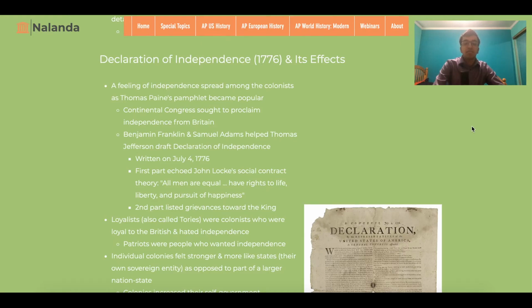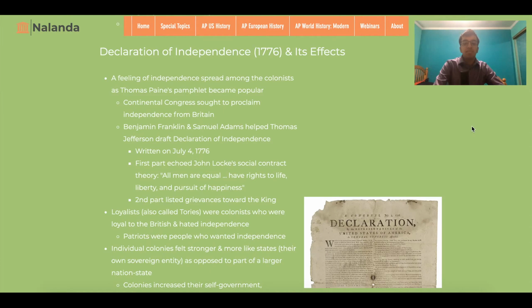The document echoed John Locke's ideals of the natural rights of man and also listed the grievances against the king. Many people hated this independence, especially the Loyalists, who were the colonists who were loyal to Britain. These people are also known as Tories, and they comprised about 25% of the colonists.